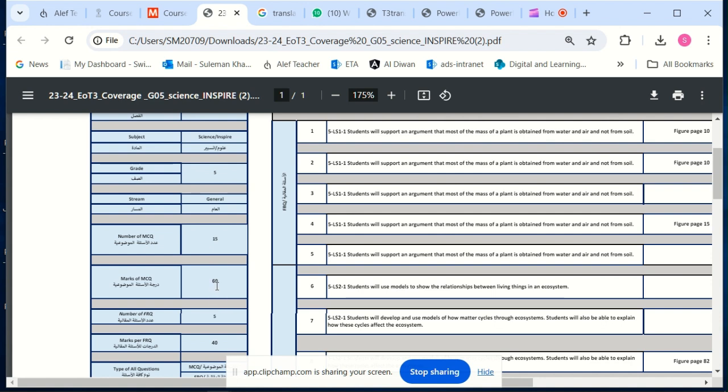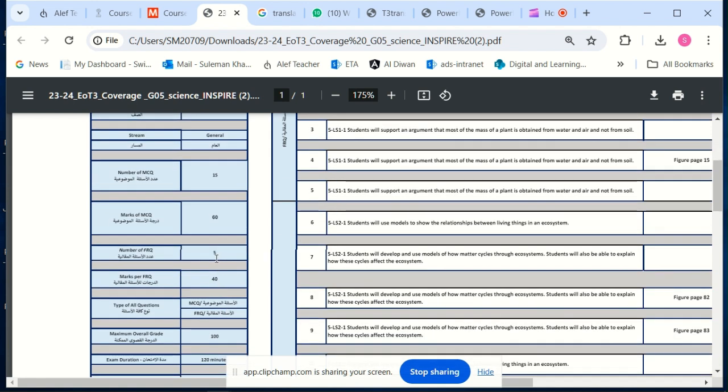And that is worth 60%. And there is 5 سؤال where you write down, you اكتب a sentence or 2 sentences. And that is worth 40%.